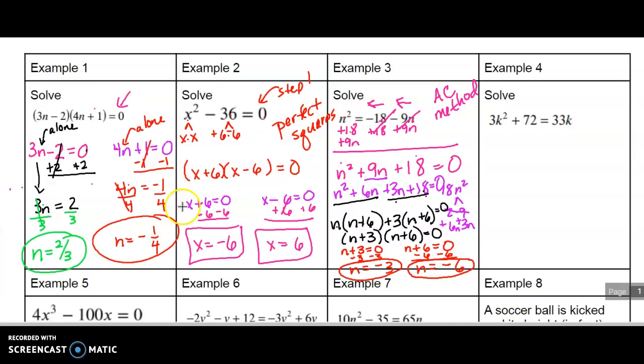Okay, so same idea on example 4. I don't have a 0. I have my k squared on the left, so I want to move this k term to the left as well. So we'll subtract 33k. So there's no other k term, like k to the first, so I can just put these in order. So I've got 3k squared minus 33k plus 72.